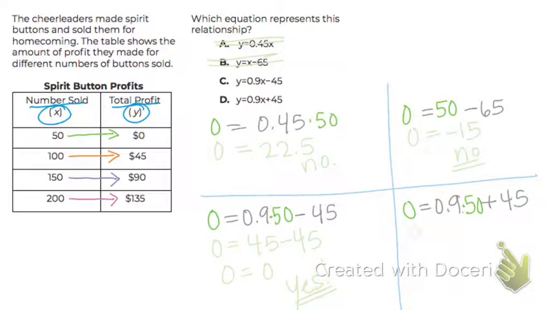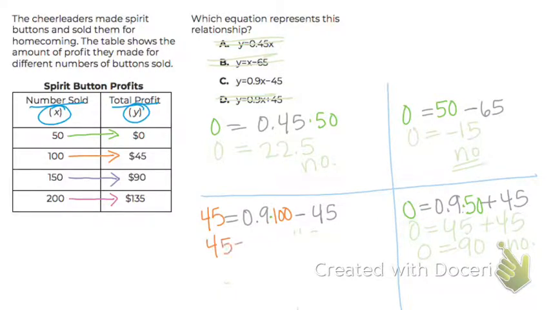In this one, we get 0 equals 45 plus 45, which is 90. So that is not true, so we know the answer is not D. Again, if it had worked out for D, we would need to move on to the second point. So for example, if we try out that second point just to double check our answer, let's put in 100 for X and 45 for Y. Let's make sure that this gives us a true statement.